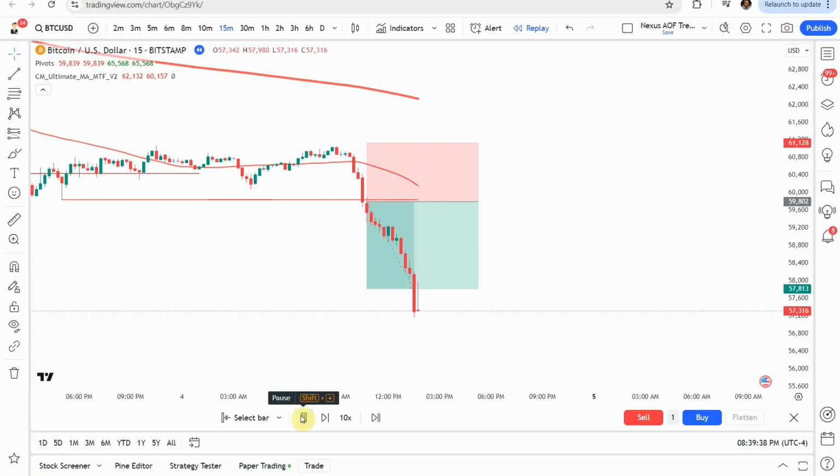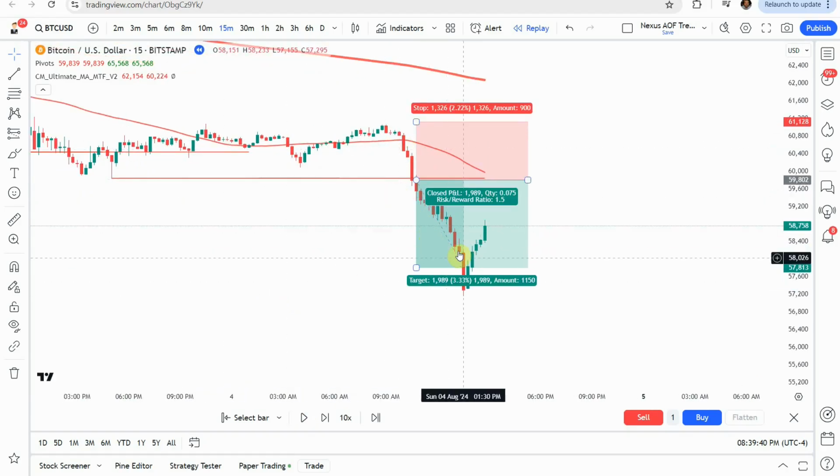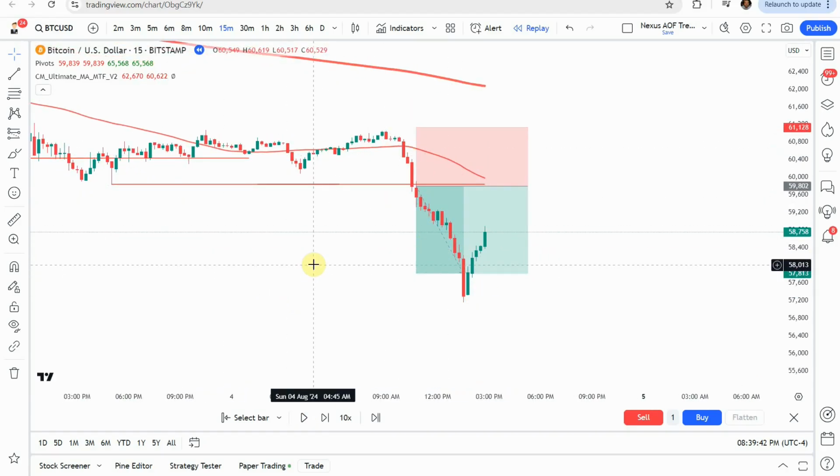And you can see a really nice push to the downside, getting us to our take profit.